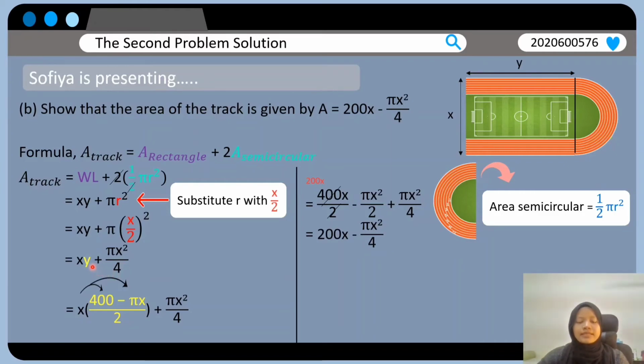The y, we can substitute with the value of y that we got in equation A, which is 400 minus pi x over 2. So it would be x times (400 minus pi x over 2) plus pi x squared over 4. So it would be 400x over 2 minus pi x squared over 2 plus pi x squared over 4. After simplifying, you will get 200x minus pi x squared over 4. So that would be the answer.